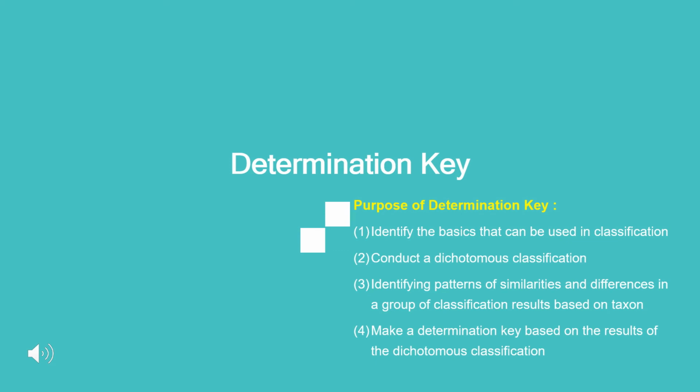So next we will talk about the determination key. What is the purpose of the determination key? 1. It is used to identify the basics that can be used in classification. 2. To conduct a dichotomous classification. 3. To identify patterns of similarities and differences in a group of classification results based on taxon. 4. Make a determination key based on the results of the dichotomous classification.